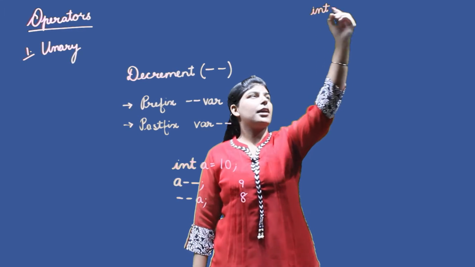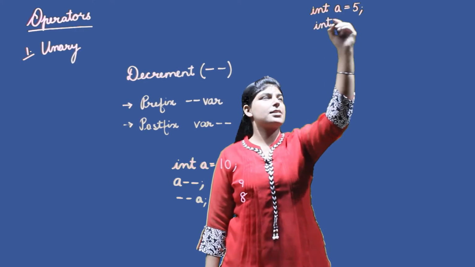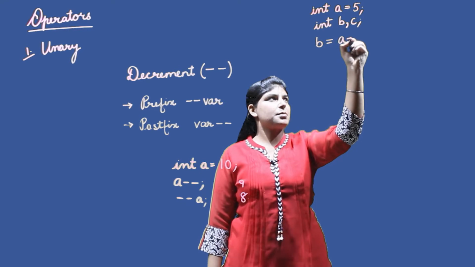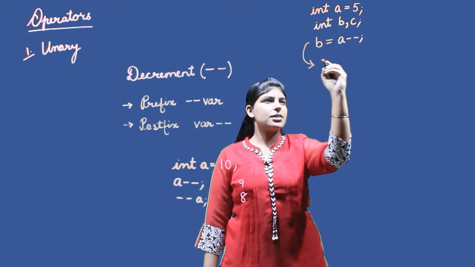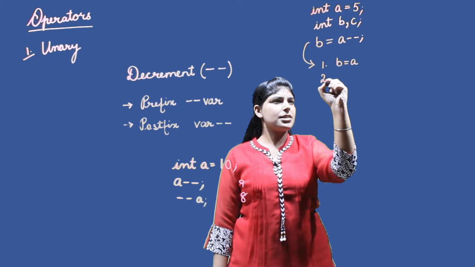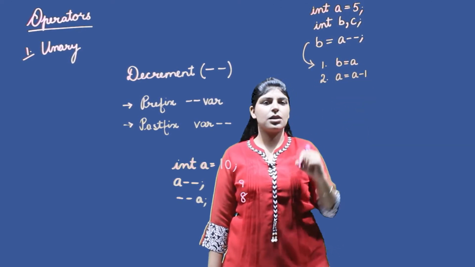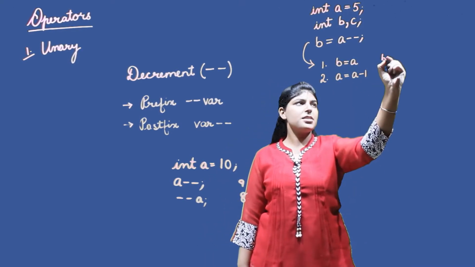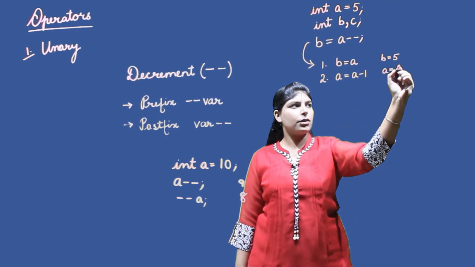Let's say I have a variable A whose value is 5. I have two more variables B and C. B is assigned the value A minus minus. Here I am using postfix notation. So if I want to break down this step, the first step will be B is equals to A and the second step will be to decrement A. So second step will be A is equals to A minus 1. Now the current value of A is given to B, so B becomes 5 in this case. Now A is decremented, so A becomes 4.